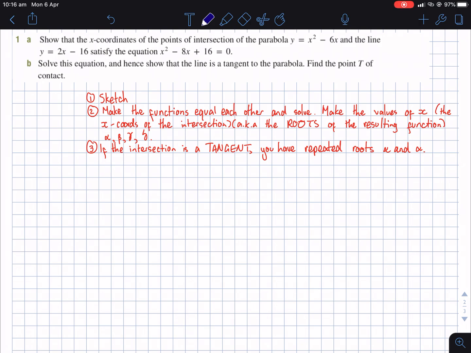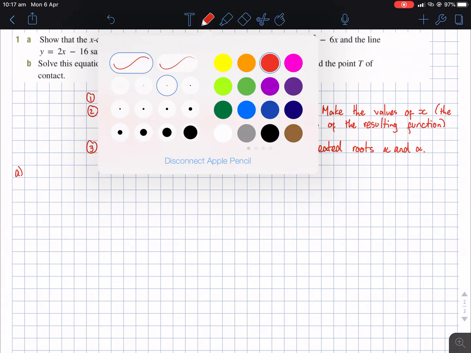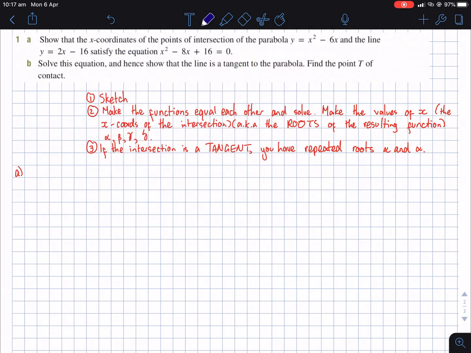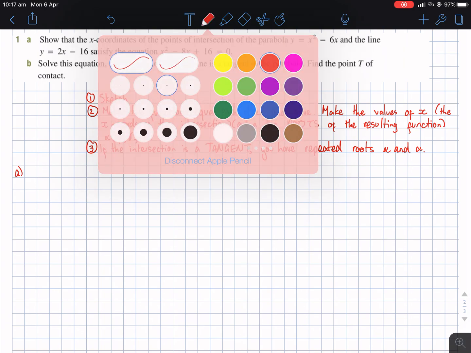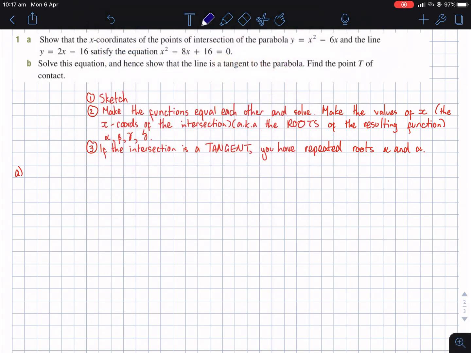So if we have a look at 1a, show that the coordinates of these two lines... okay, well, we're going to start off by sketching. I've got the line y equals x squared take 6x. If I factorize that, that's y equals x outside of x take 6. So already I know it's a parabola and its intercepts are 0 and positive 6.